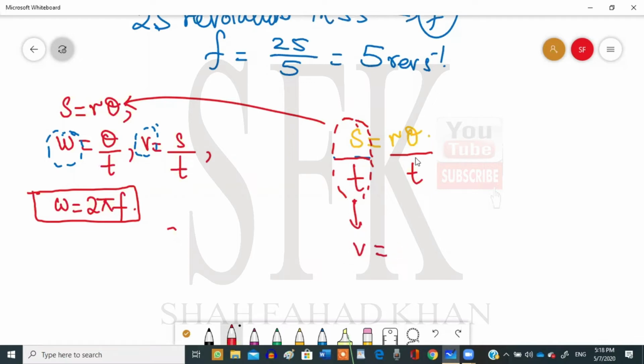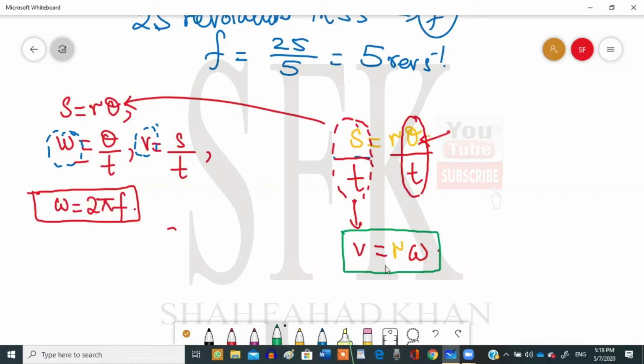Yes, it is. And what is this theta upon t? Theta upon t is actually the rate of change of angular displacement, right? So v is equal to r multiplied by omega. Theta upon t is omega and s upon t is v. So this is the next formula that we've derived, and this is also a very important formula that relates linear velocity and angular velocity.